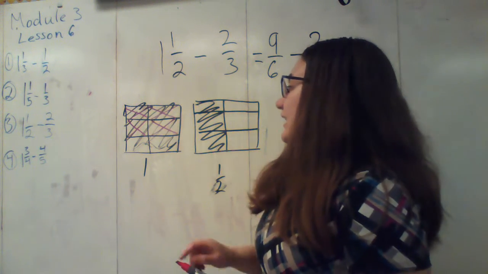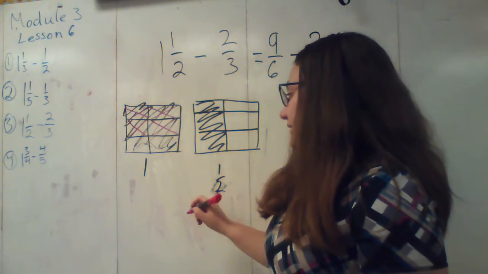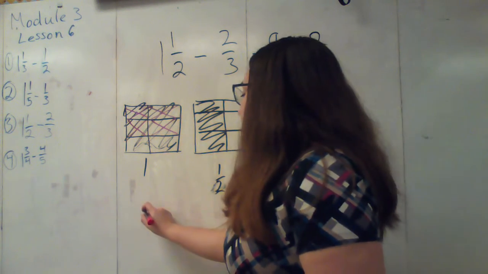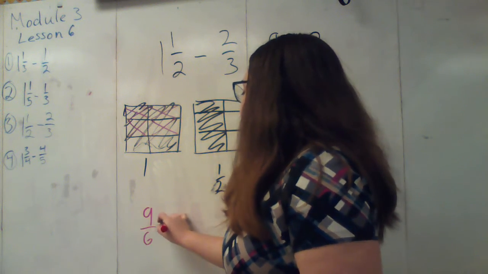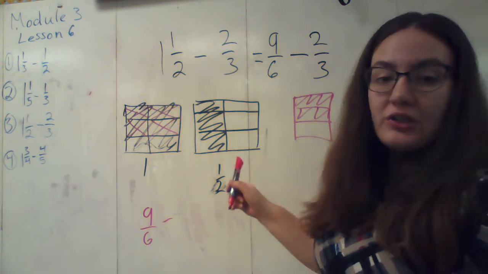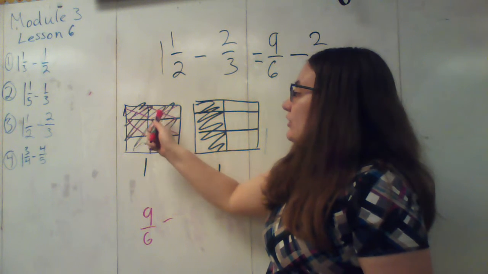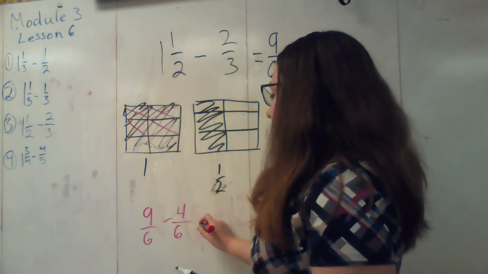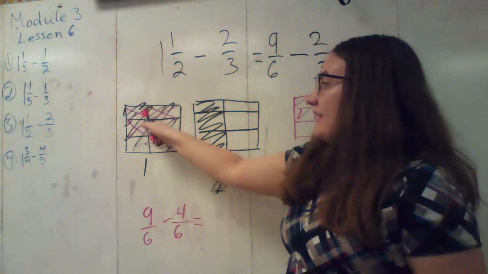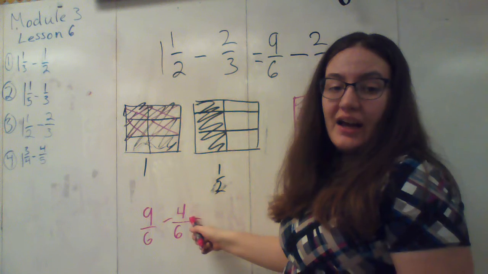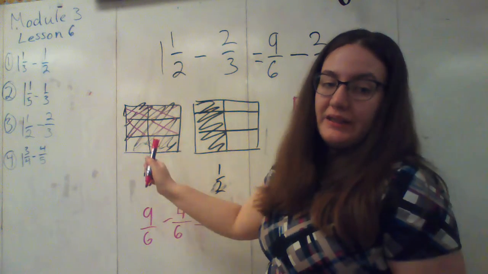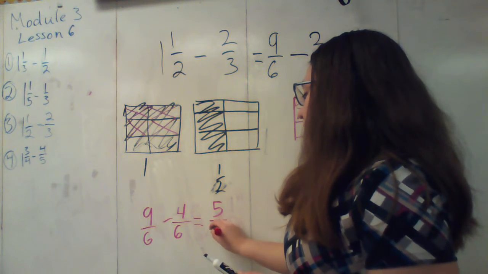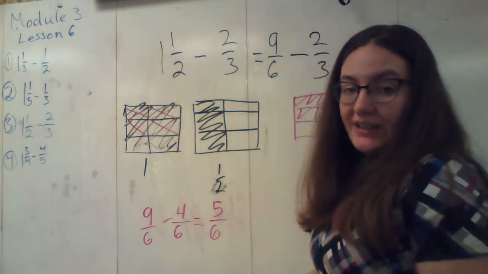So we're going to color in like that. And then I have to write my new subtraction problem. So I started with 9/6 minus 2/3, but 2/3 in this case would be 1, 2, 3, 4 minus 4 over 6, because I have 4 pieces that I had to cross out over a total of 6 pieces. 9 minus 4 is 5 over 6, so my final answer is 5/6.